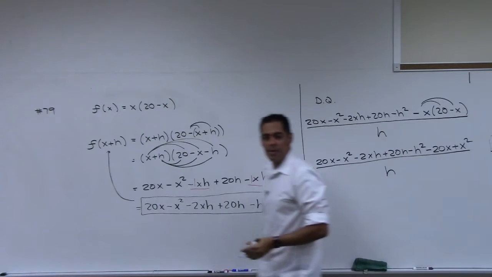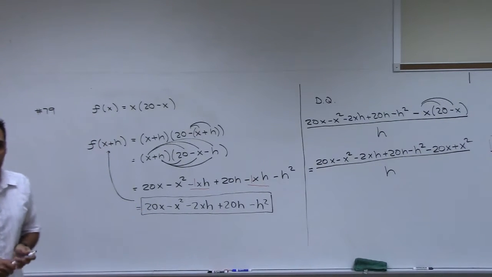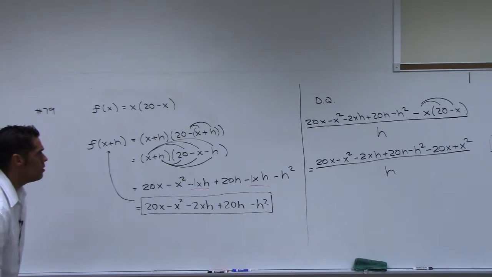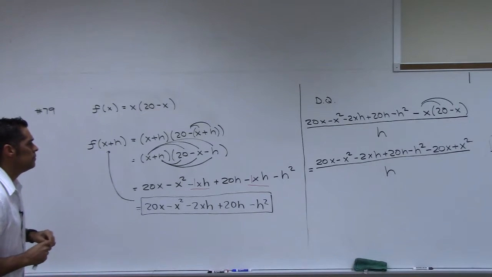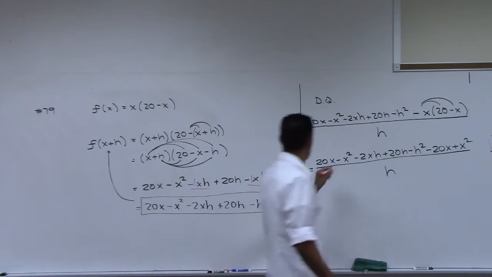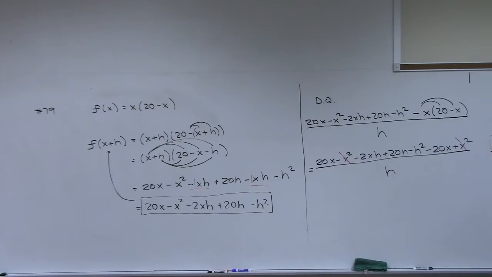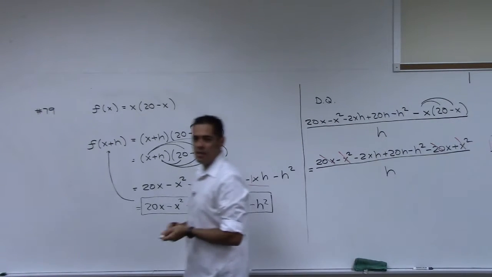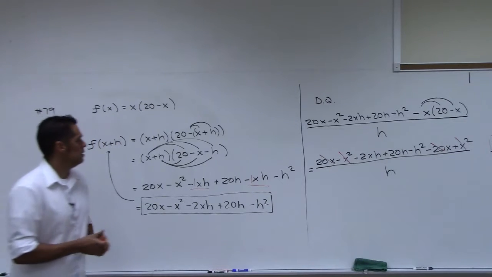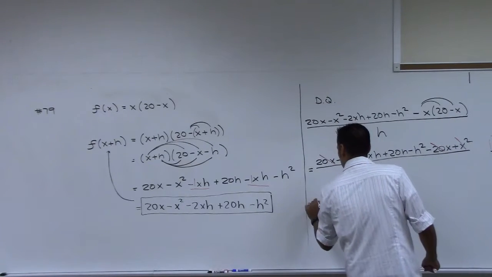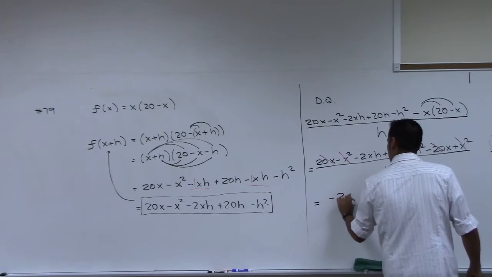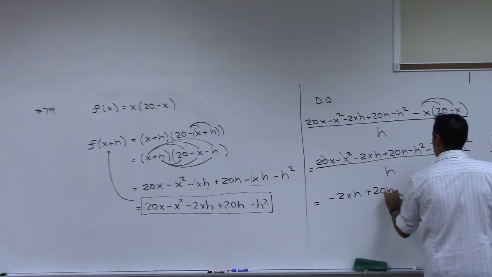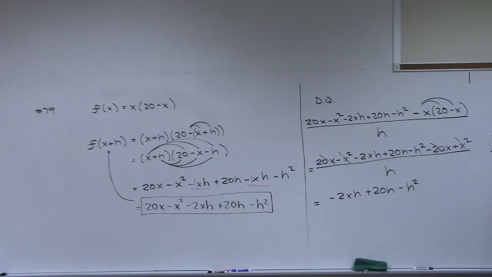Now, good things should start happening, all right? We should start to get that cancellation. So what goes away here? The x squareds cancel out. Anything else? 20x goes away. And do you see that everything that's left has an h? All right, that's a good thing. I'm going to rewrite here negative 2xh plus 20h minus h squared. That's it, right? I feel like I'm missing something. No, there's those 3. And then over h.